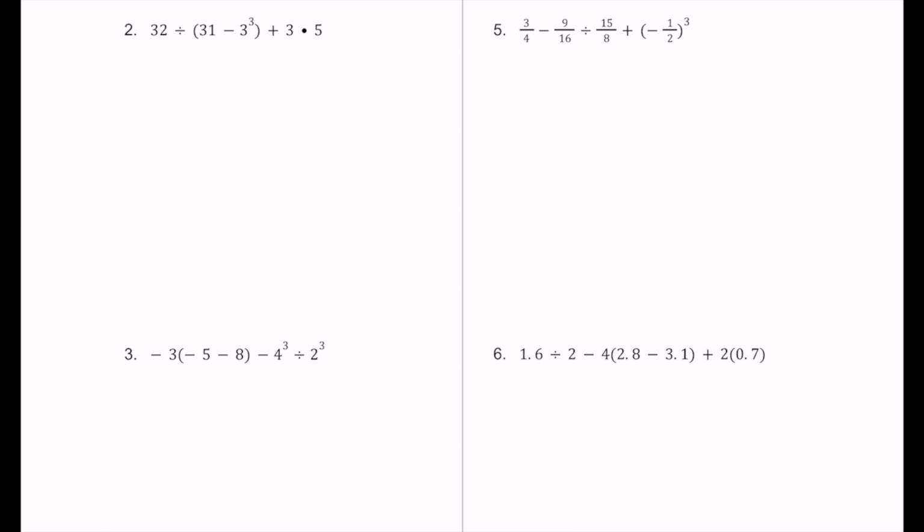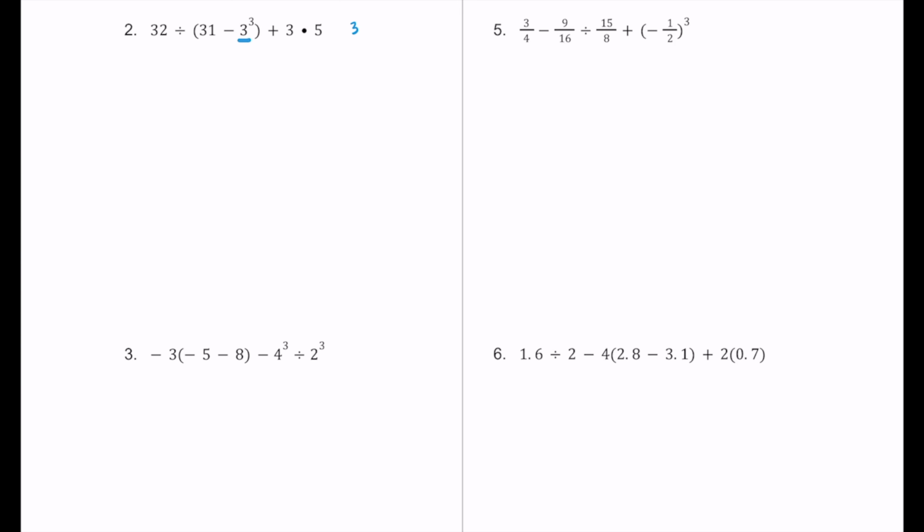Here's number 2. For number 2, we have this expression where we have 32 divided by the quantity of 31 minus 3 cubed, or 3 to the third power. And then we're going to go ahead and add this 3 times 5. So we're going to start with parentheses, right? So we're going to take a look inside here. Now inside here, we actually have two things to take care of. We have subtraction and we have a power. Now between subtraction and a power, the power has to go first. So we're going to take care of this.